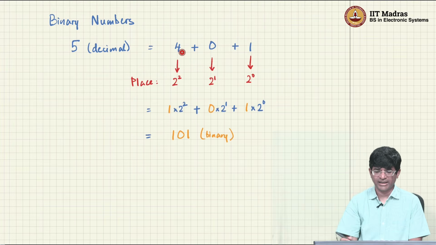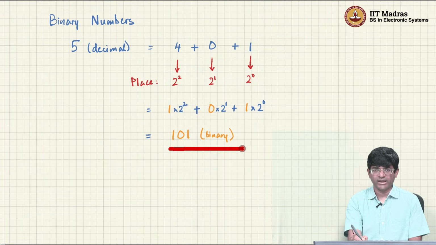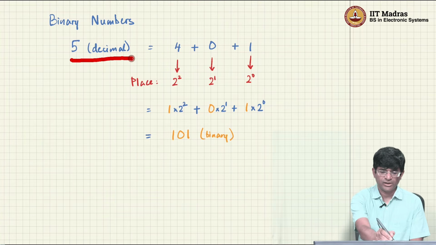How do I indicate that? I put a 1 in that location, because after all I have only these two symbols, 0 and 1. If I put a 1 over there, it means yes, I need to add that 2 power 2. If I put a 0, it means skip this 2 power 1, and if I put another 1 over here, it means add the 2 power 0, which finally gives us this value 101 as a binary notation for the decimal value 5.